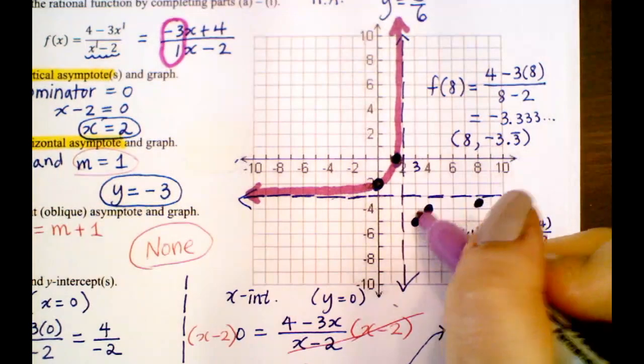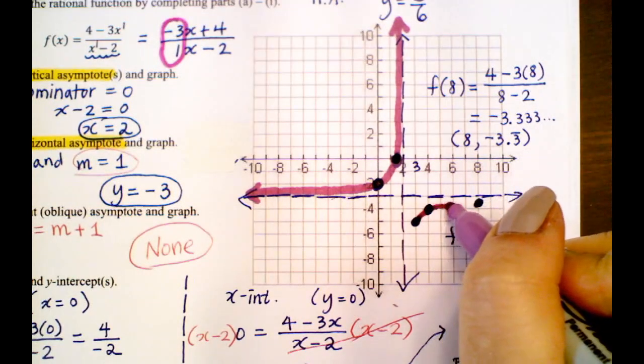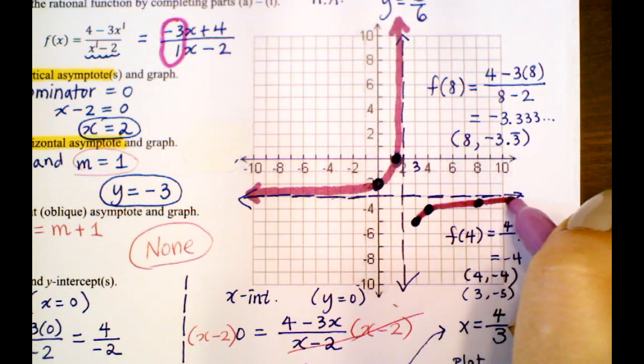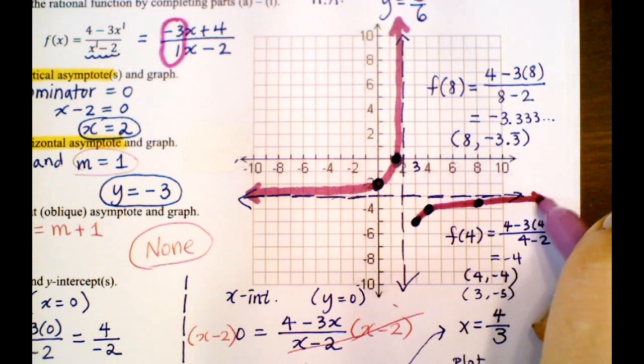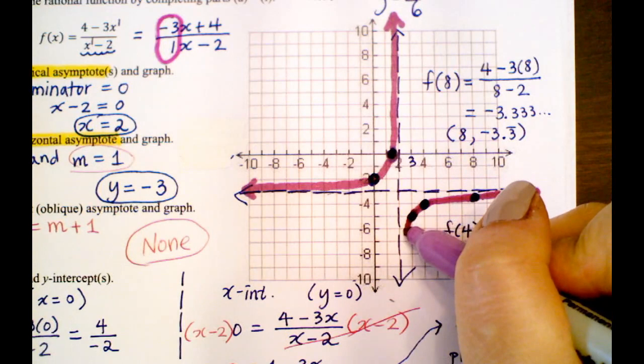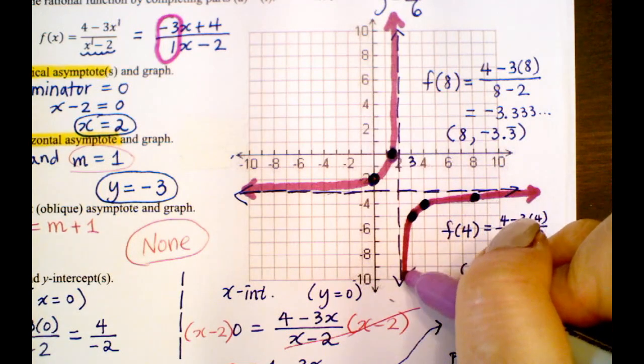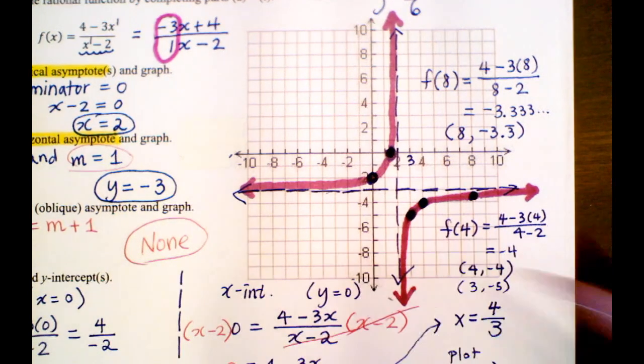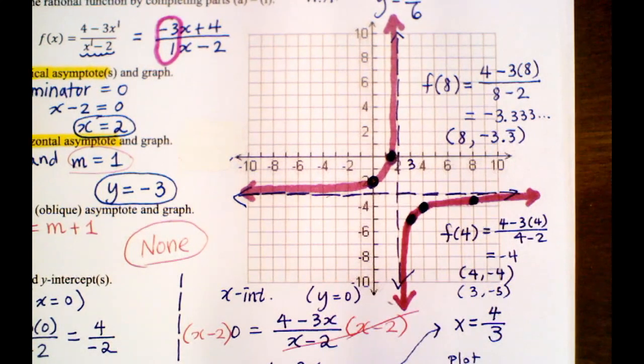As I go to the right side, I will get really, really close to my horizontal asymptote. I'm just not allowed to cross it. And as I go to the left side, I'm not allowed to cross that vertical asymptote, so I'm just going to go straight down. So that's how I want you to graph your rational functions.